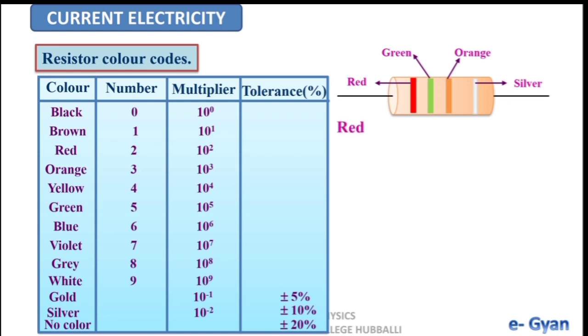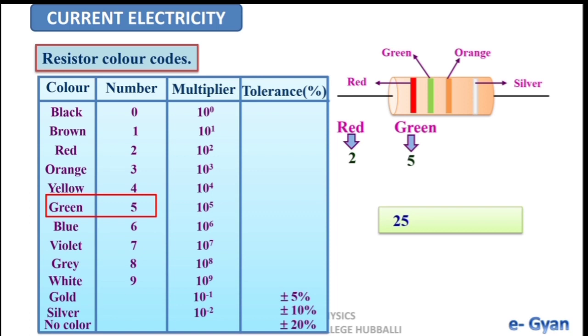Red, first band represents first digit number. The value of red is 2. Second band is represented by green. Again, this will represent second digit number. The value of green is 5. This is represented by 25. First digit is 2, second digit is 5.